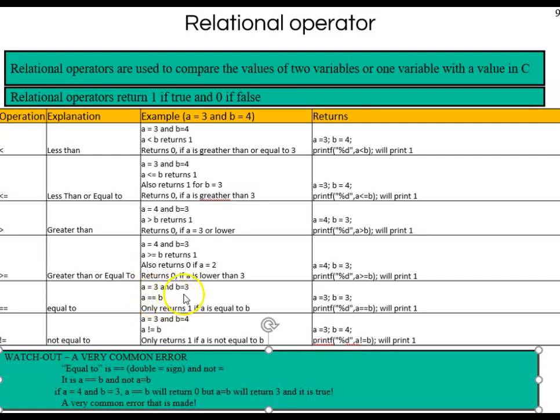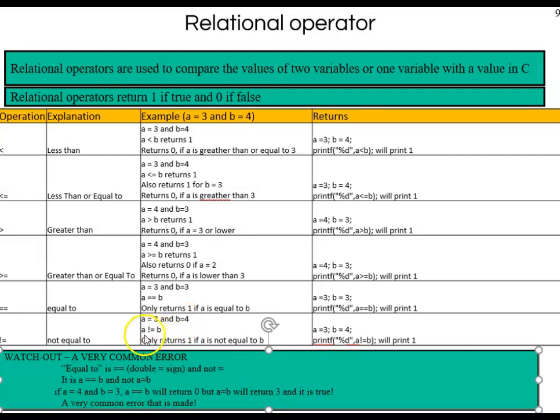A equal to 3, B equal to 3, in both are equal. You have to check it with double equal to. A lot of beginners actually make the mistake of checking with single equal to. Single equal to means assignment. The value of B gets assigned to A. A double equal to B will actually check the value of A and B and then return 1 only if both are equal.